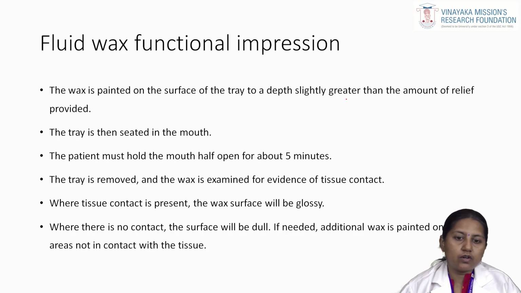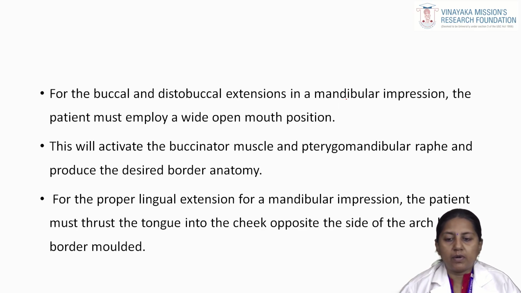How will you know whether tissue contact has happened? If there is tissue contact, the wax surface will be glossy, and if there is no contact, it will be dull. For the buccal and disto-buccal extensions in a mandibular impression, the patient must employ a wide open position. You need to record the disto-buccal area, so you are asking the patient to open the mouth wide. What happens during this wide open position? It will activate the buccinator muscle and the pterygomandibular raphe, and it will produce the desired border anatomy.